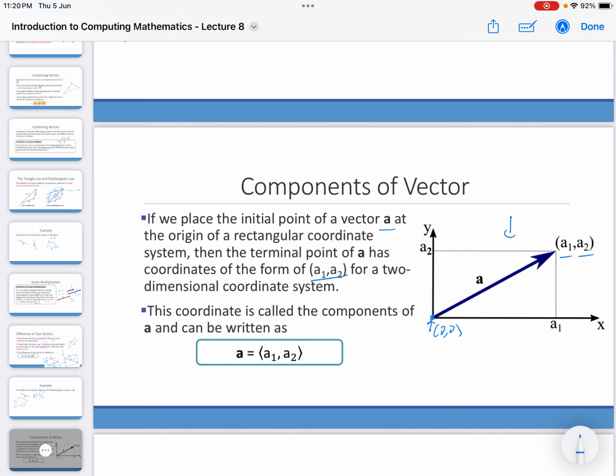This coordinate is called components of A and can be written as this: A equals A1, A2. And for component of vector, we use this symbol here, like this. Or since this one is the X and Y coordinate, we can also write it as X, Y, like this.